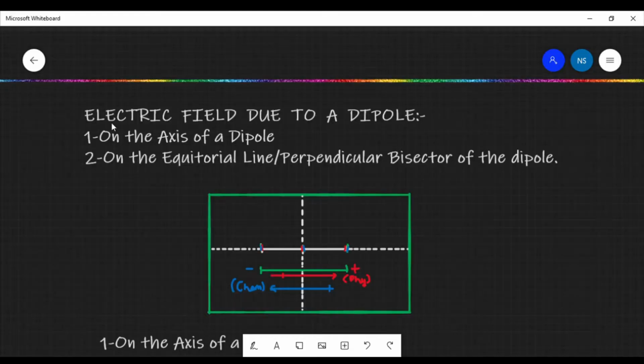So let us understand what we are going to do today. Today we are going to find the electric field on a point which is kept near a dipole. This point can be kept on the axis of the dipole, or it can be kept on the equatorial line, or the perpendicular bisector of the dipole.